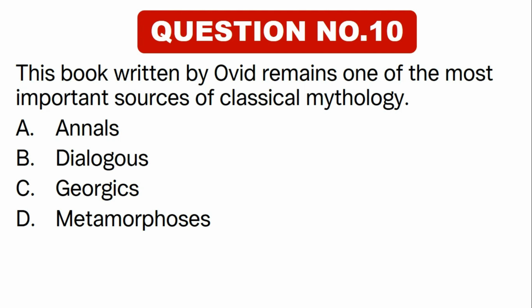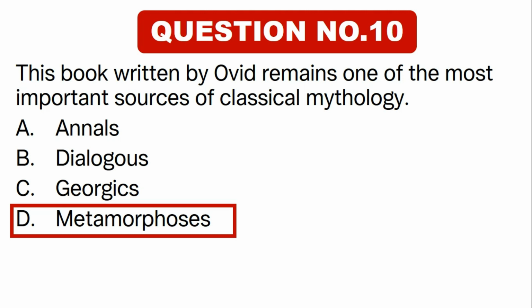The correct answer is letter D, Metamorphoses. Ovid, no? Was a Roman writer. Real name, Publius Ovidius Naso. He was one of the prolific writers of the early Roman Empire. He wrote Metamorphoses.